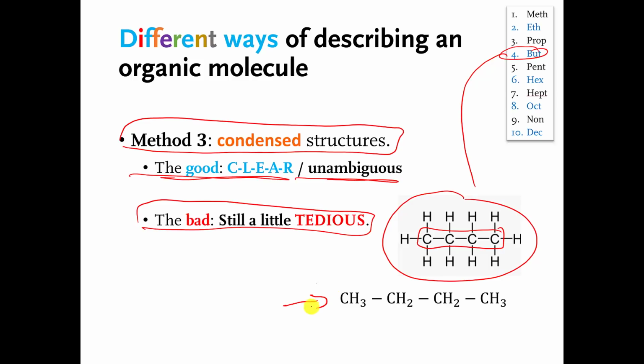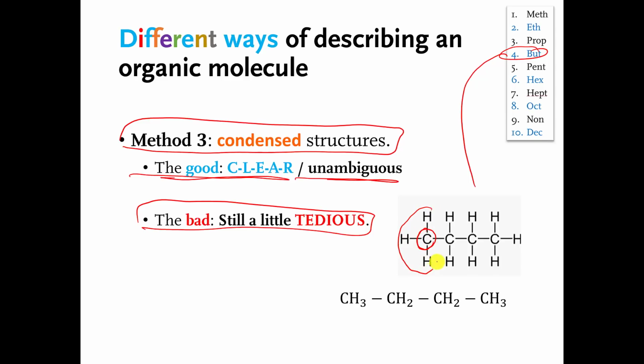You can hopefully appreciate that this is a little bit easier to draw than this, but they mean the same thing. When you write a condensed structure, you look at every carbon atom individually. You ask what is directly attached to it. Well, this first carbon here has 3 hydrogens directly attached. So instead of drawing 3 H's, I'm just going to write a capital C for the carbon, and I'm going to write H with a subscript of 3. That means the same thing as this over here.